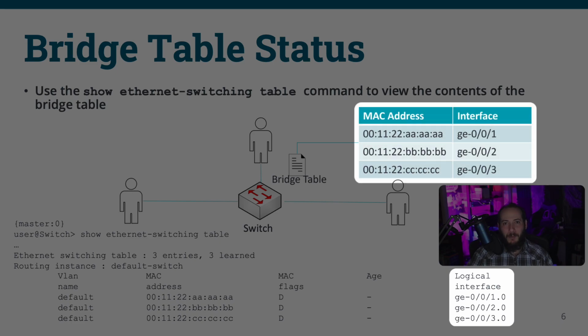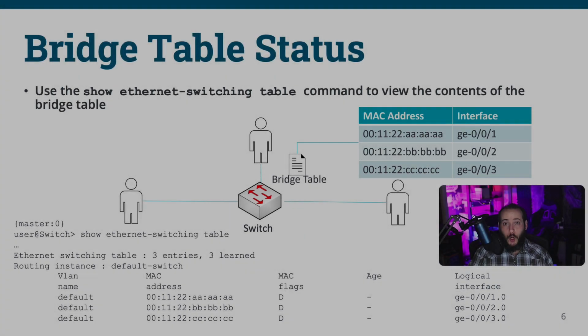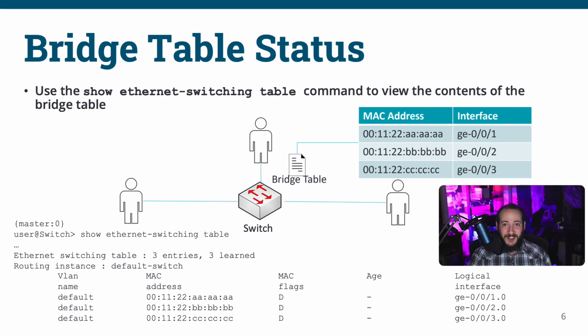The bridging table contains the information learned both from traffic seen on the network and from entries configured by the network administrator. Junos uses this information to then build the forwarding table that is then programmed to the PFE to allow for frame forwarding. Let's take a look at that table next.